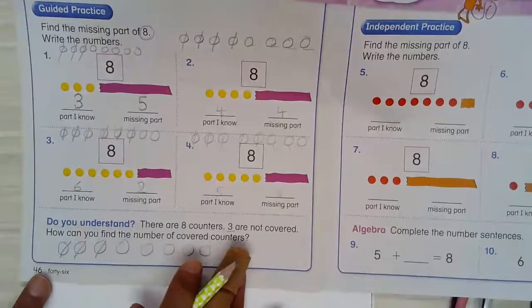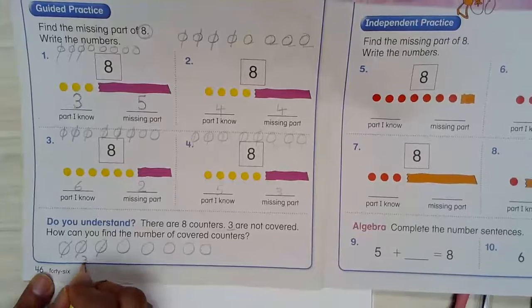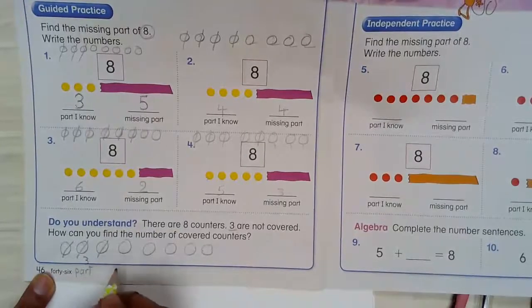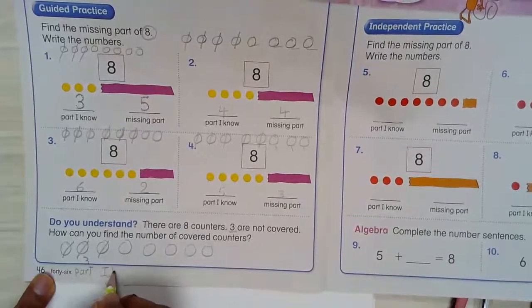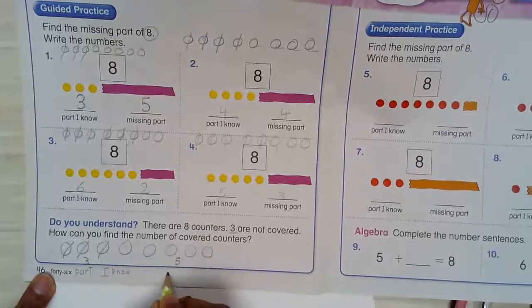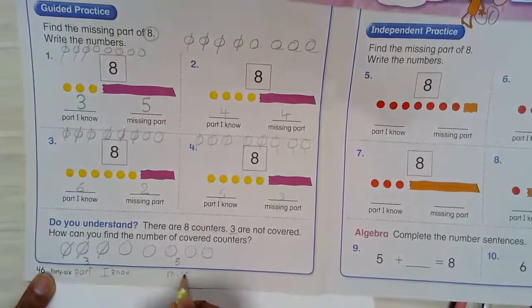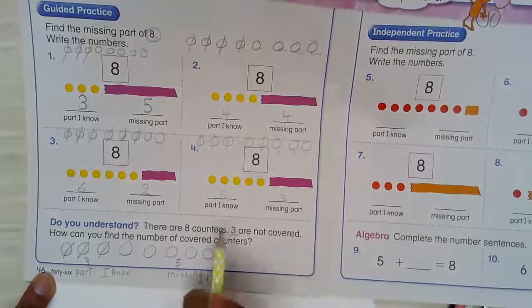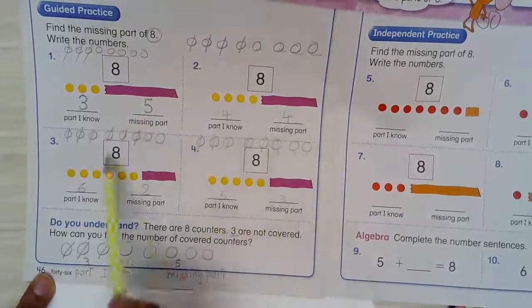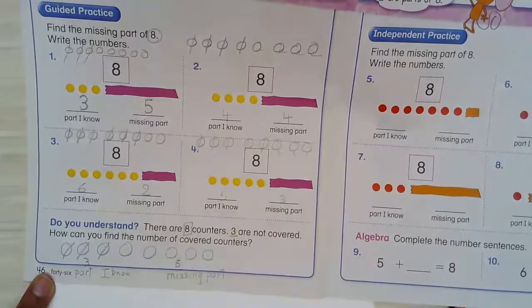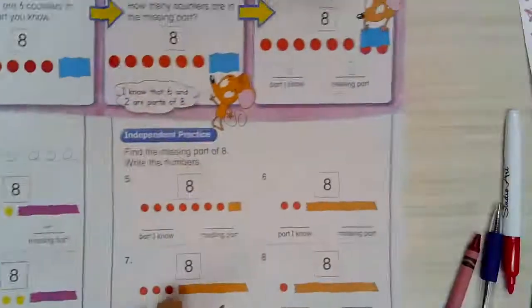So I'm gonna write here, this is the part I know. And then 1, 2, 3, 4, 5. 5 will be the missing part. And these two words are written for you here all over the sheet. In total, 8. Okay, super.